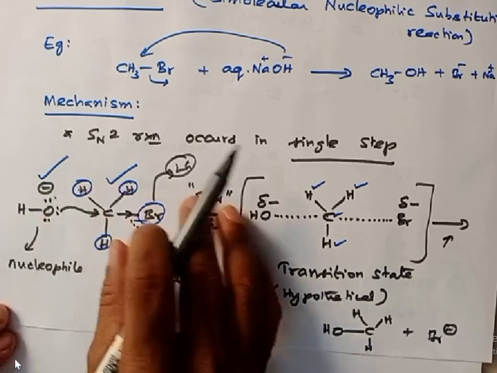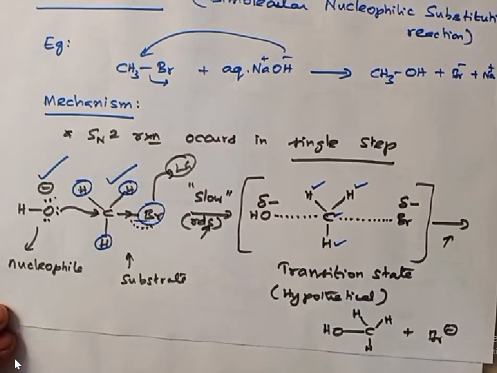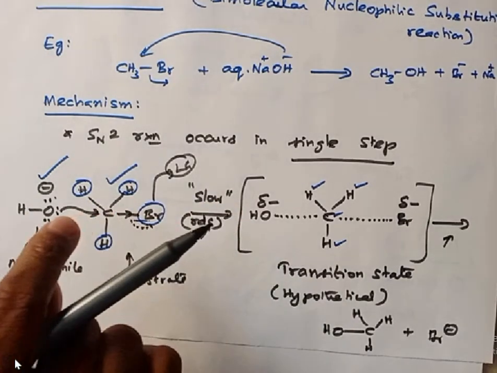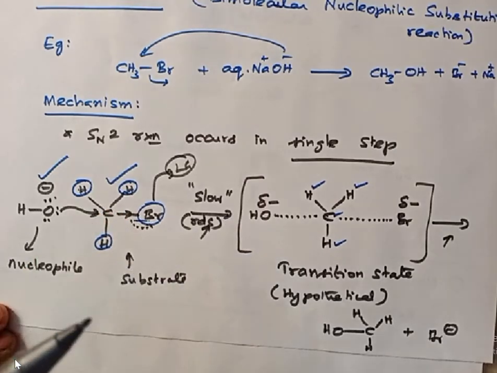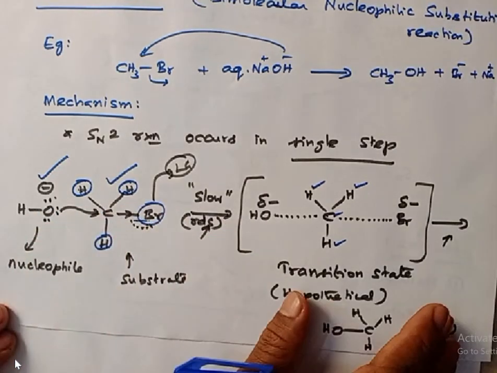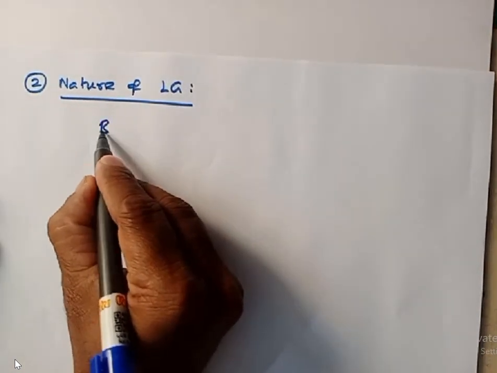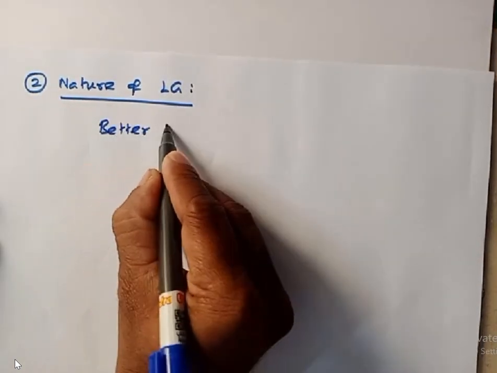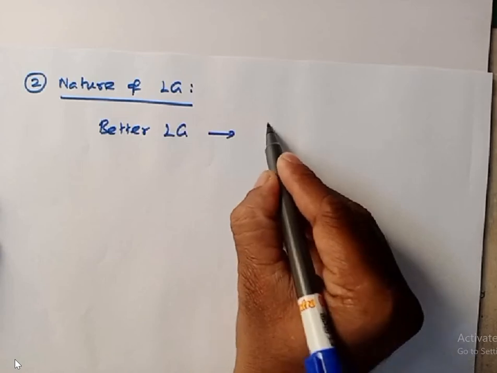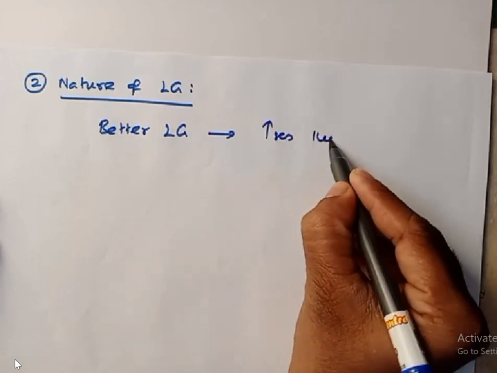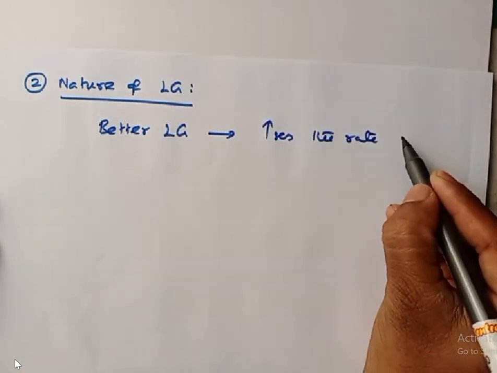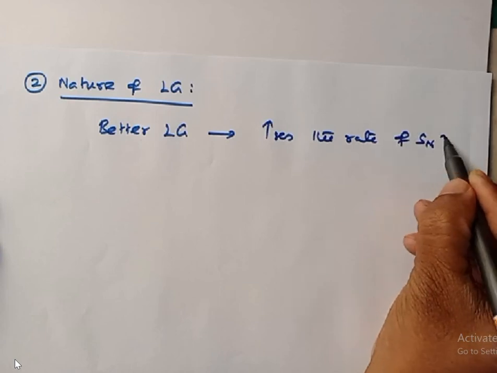So in the Sn2 reaction also, like Sn1, you require a better leaving group. A better leaving group increases the rate of the Sn2 reaction.